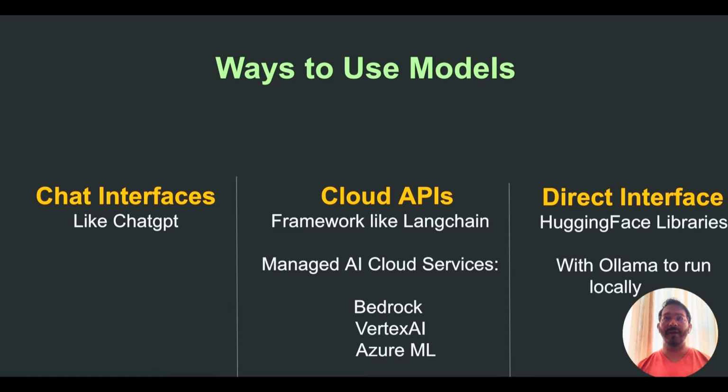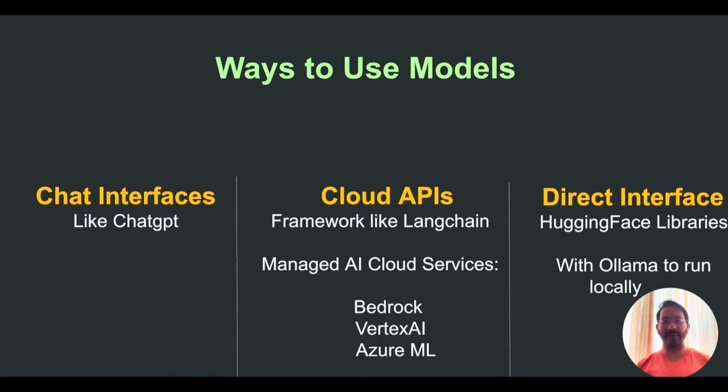Now, Ollama is a layer that helps us use these local models, download them in our local system, and then utilize those LLMs and build applications also in our local. So that's all three types or ways of using these models. One is chat, one is API, and one is direct interface.